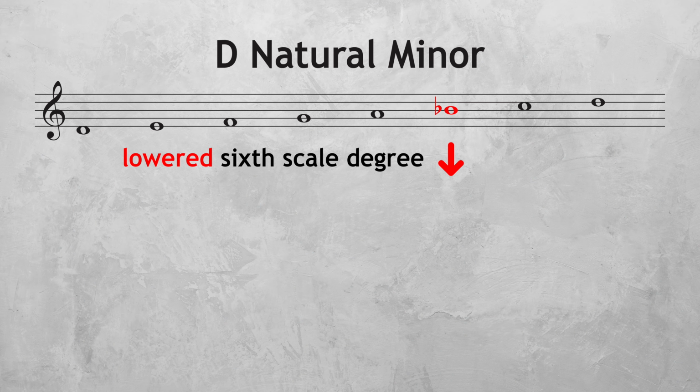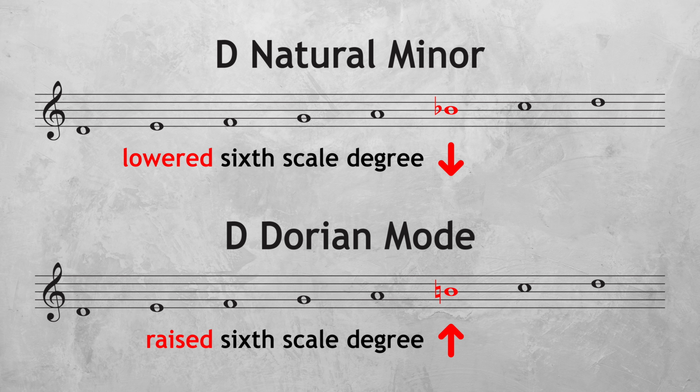Another way to look at Dorian mode is that it's the same as the natural minor scale, except that you raise the 6th scale degree up by a half step. So for example, in D natural minor, you expect a B flat on the 6th scale degree, but in D Dorian, you actually see a B natural.